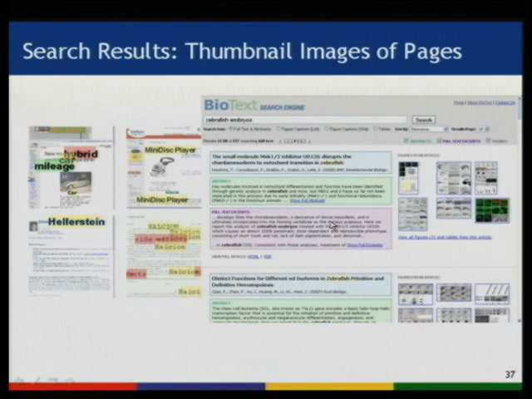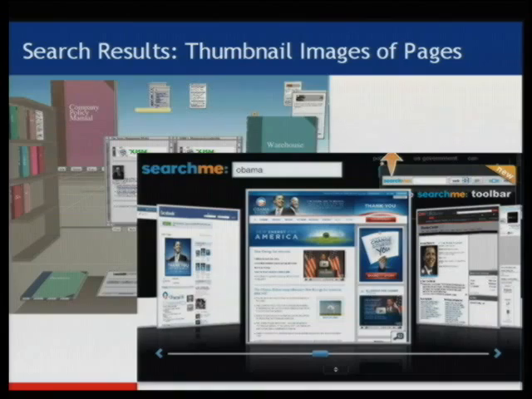And this is our BioText search engine where we have very rich search result summary information, which the user can control, but we pulled out the figures so that it's easy for a scientist to differentiate an article about zebrafish that shows pictures of zebrafish cells versus one that shows graphs versus one that shows skeletons. And it can be useful in this context.